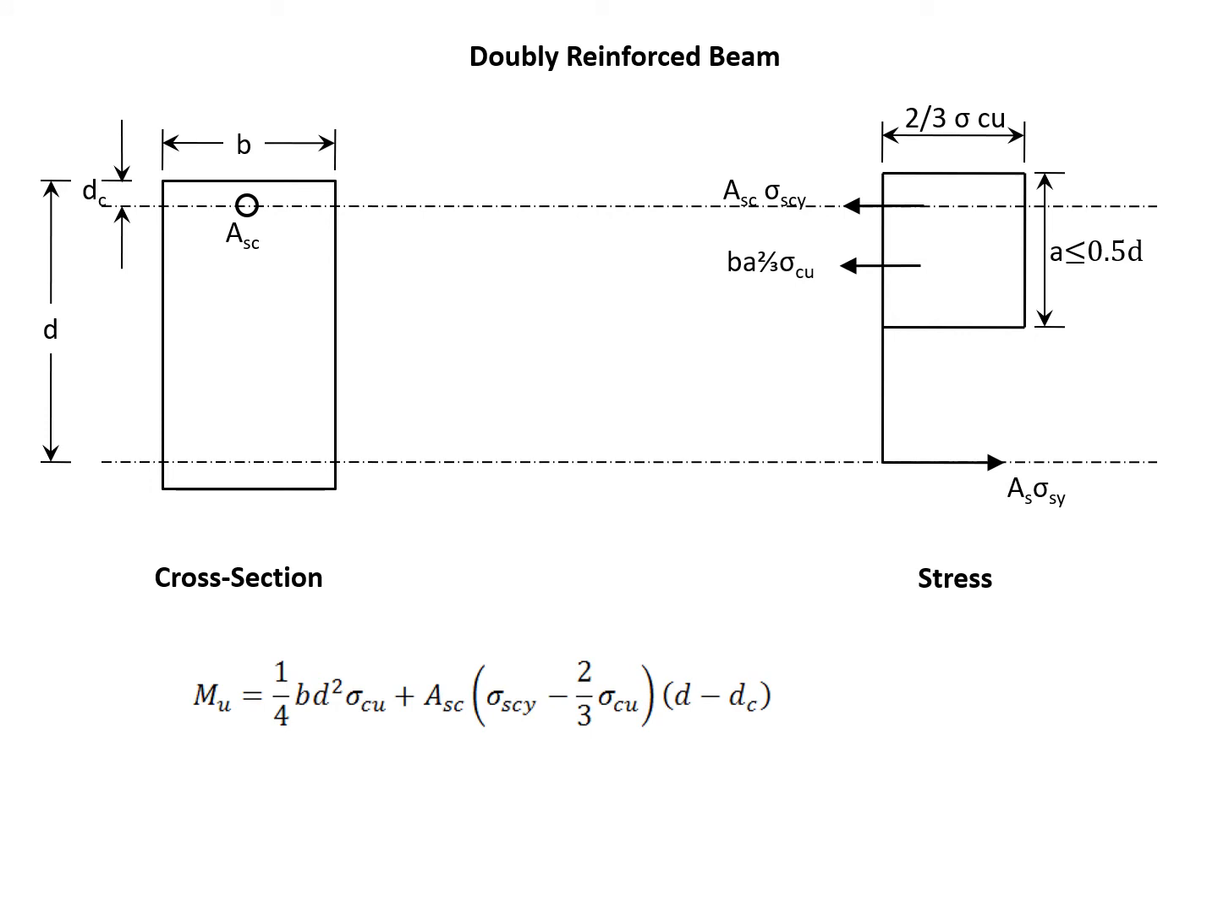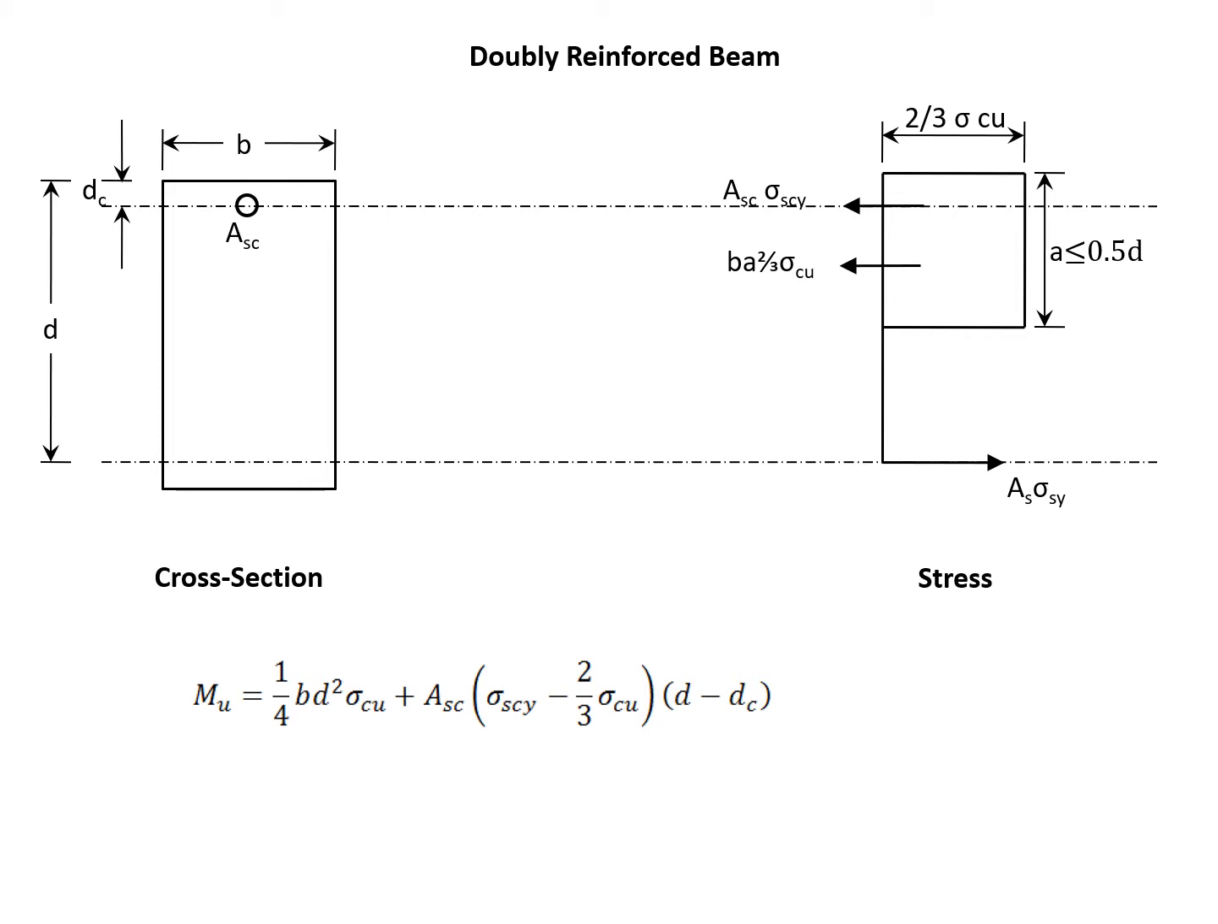Look at the term which has come up, Mu, and look at the first part. This 1/4 bd square sigma Cu means what? The maximum ultimate moment the beam can take. And what is the second term? It is the moment which can be given by the compression steel which you are putting. So look at the second term very carefully.